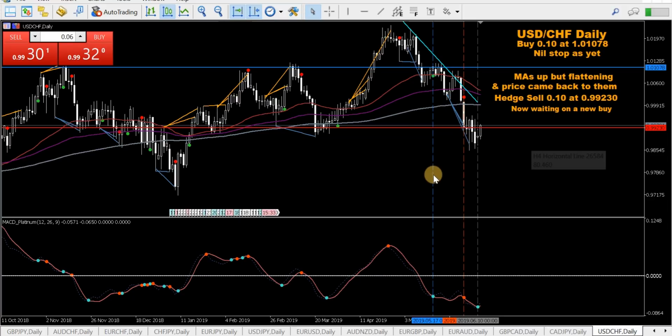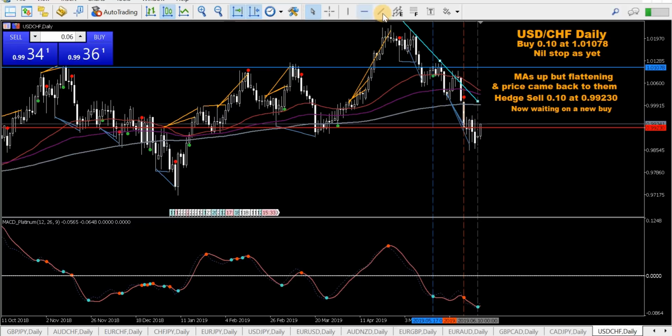USD Swiss franc. Took a buy up here, which I wasn't super impressed with, but I took it. It was a valid signal. MAs were up at the time, price came back to them, took them, and it just fell over. Came down a bit, then I thought, yeah, here we go, starting to go up. I was getting excited, I was drawing a trend line, waiting for a break of the trend line. Never had a convincing break, so I didn't take a second buy, which in hindsight was a good thing. Got a sell signal here, so I took that hedge, thinking this is just dropping like a rock.